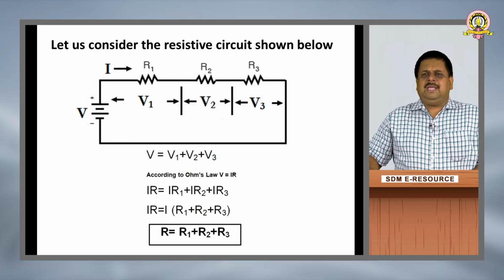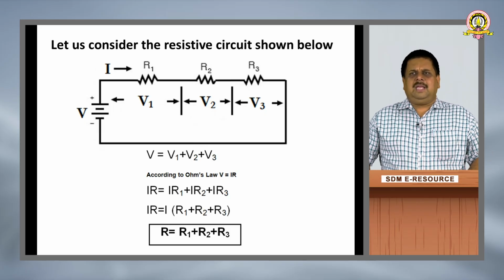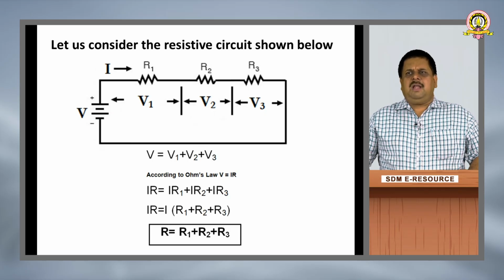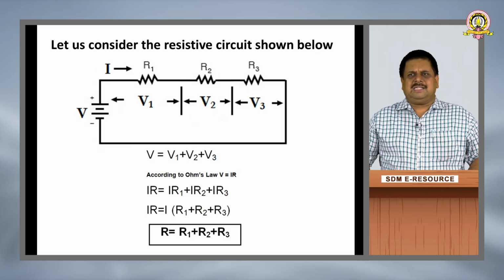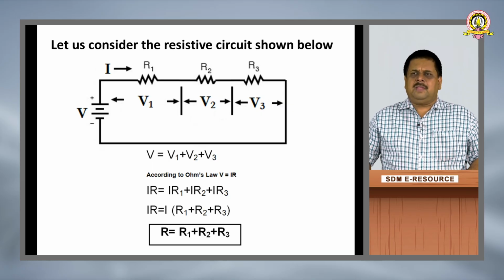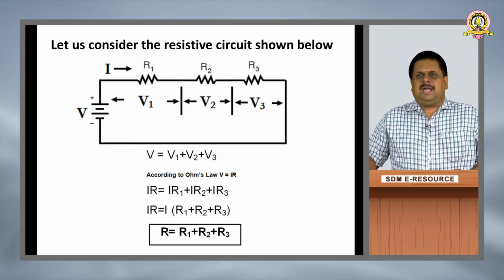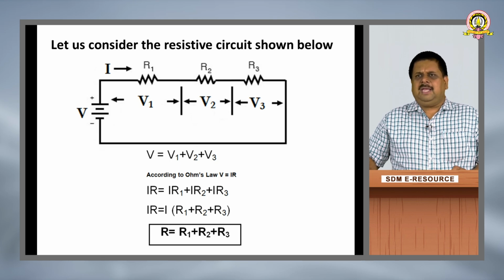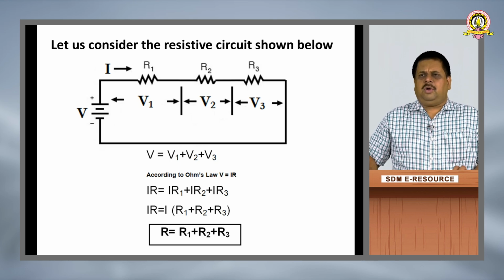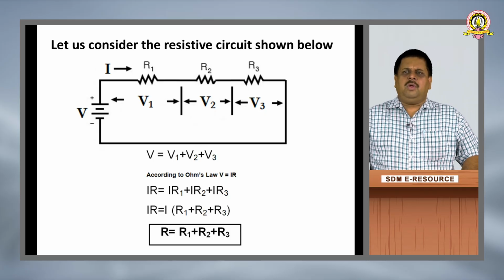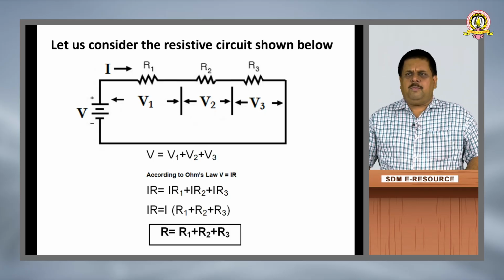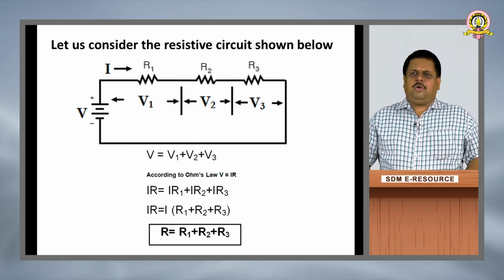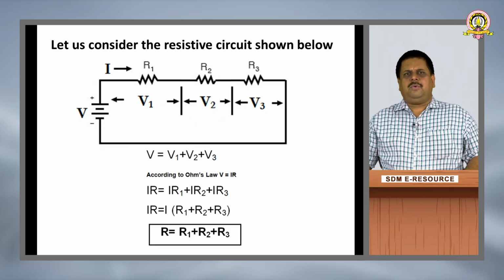Here V is the applied voltage, I is the resulting current, R1, R2, R3 are the three resistances which are connected in series. V1, V2, V3 are the voltage drop across each resistance. So the total voltage V is equal to V1 plus V2 plus V3. According to Ohm's law, we know that V is equal to I into R. Therefore, IR is equal to IR1 plus IR2 plus IR3.